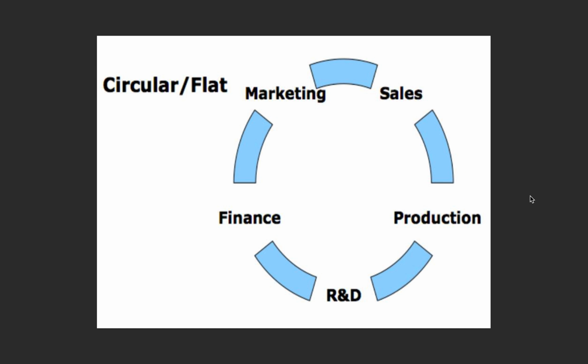The next one we're going to be looking at is the circular or flat organizational chart, and what this means is that it has fewer levels of hierarchy. As we can see here, it's more of a circular type, not necessarily a triangle that goes from top to bottom with the levels of hierarchy and all of that. Here, from marketing it goes to sales, to production, to development, and to finance. It means that it has increased delegation, wider spans of control, and decentralized decision making.